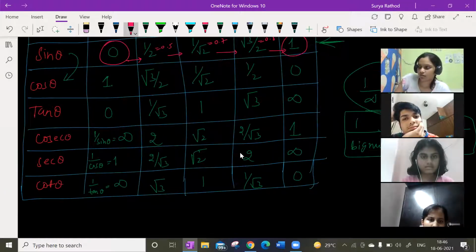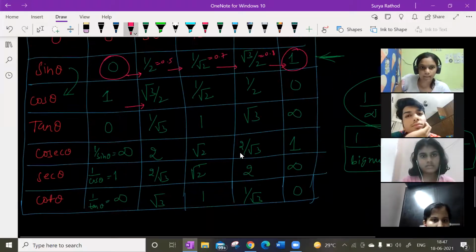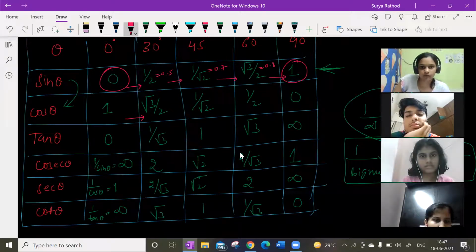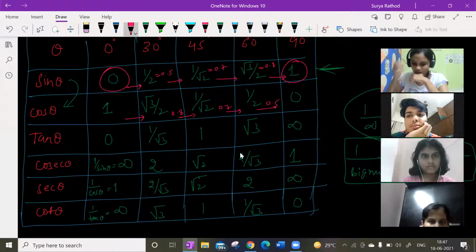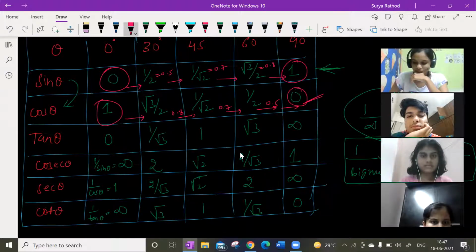Concentrate everyone. Cos theta, cos 0 is what here? 1. Cos 0 is 1. And cos 30 is what? √3/2. What value is √3/2? 0.8. 1/√2 means 0.7, 1/2 means 0.5, then 0. So what's happening here? It is decreasing. From 1 to 0, the first value is 1 and the last value is 0, so it is decreasing only, right? Yes or no, guys? Earlier it was 1, after that the value is falling, so it is decreasing. Clear?